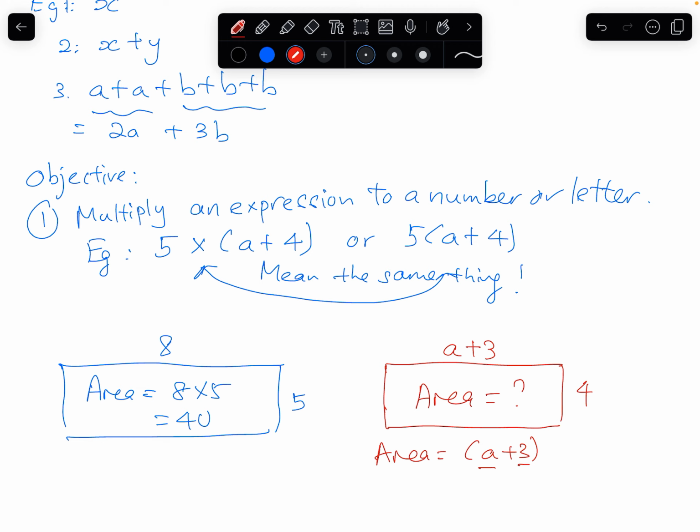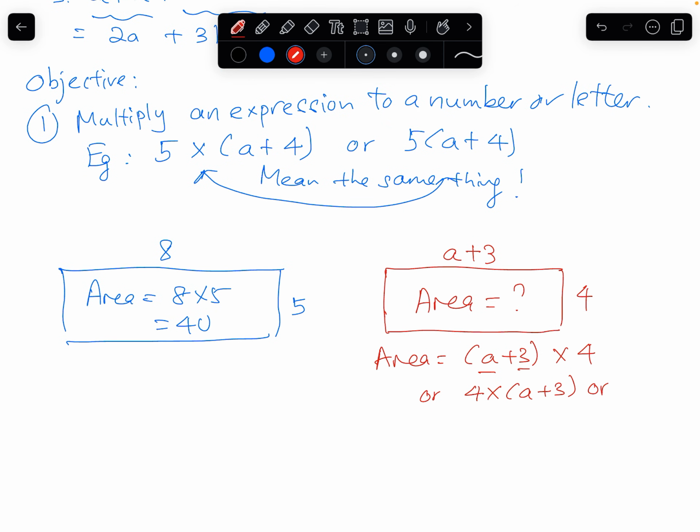Now, we know that the area is just going to take a plus 3 multiplied by 4, okay? Or we could also write it like this, 4 times a plus 3. And of course, like I said, you don't even need to put the multiplication sign. We can actually write it like this. All 3 would be acceptable.